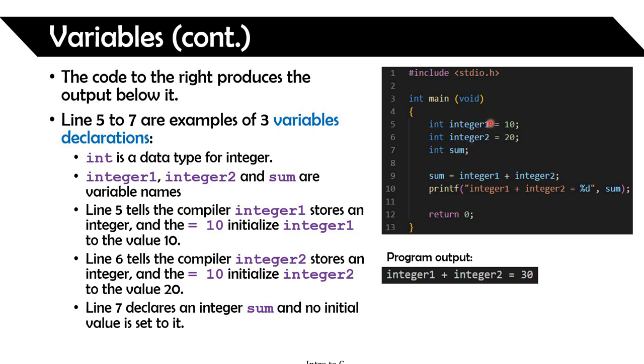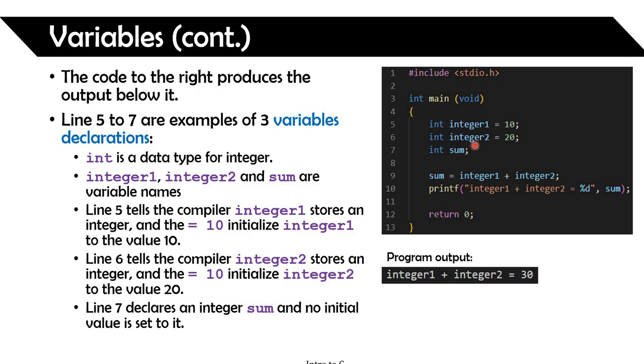So integer 1, you store the value 10. So you are initializing the integer to store this value 10. And then integer 2, you want to store the value 20. Is everyone okay on this part? So this integer 1 and integer 2, the program will automatically assign the memory location.